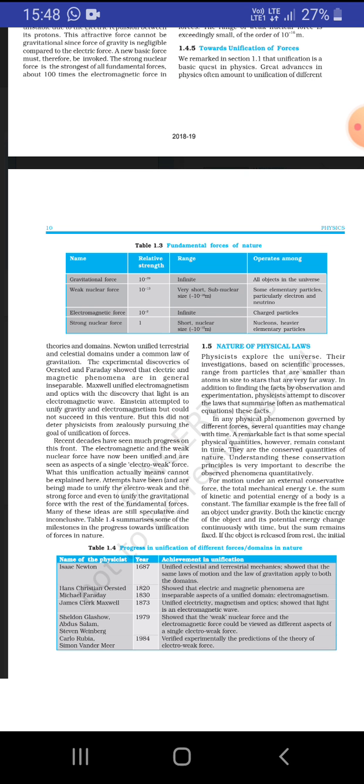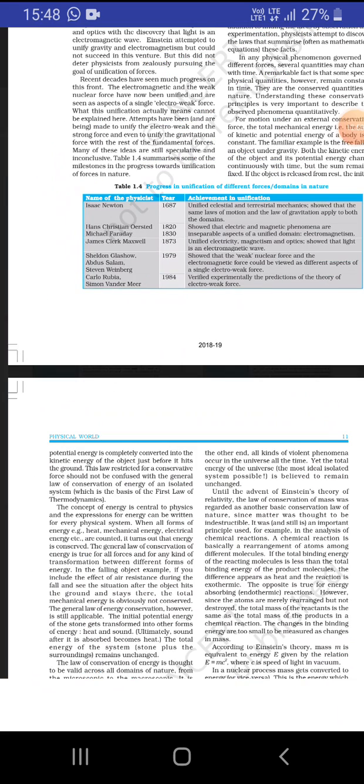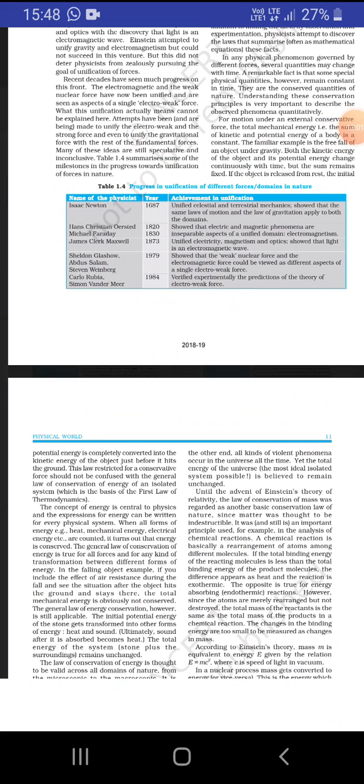And they are conserved quantities in nature. They should be conserved in nature. And these are the conservation principles, meaning saving the principles or laws for the next generations. And many more things. For example, they have given gravity, kinetic energy of the object, potential energy, and many more things that have been found these days. They did the experiment and found these, and these are the progress in unification.